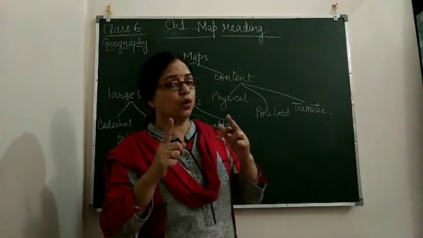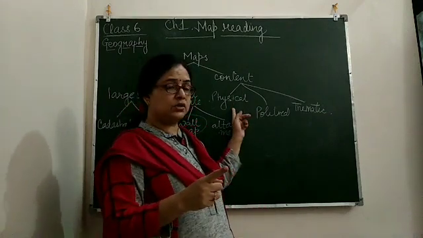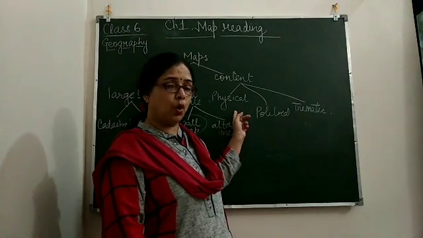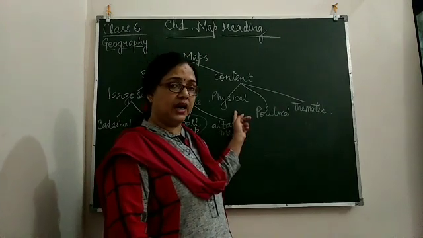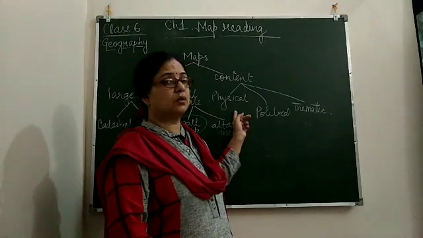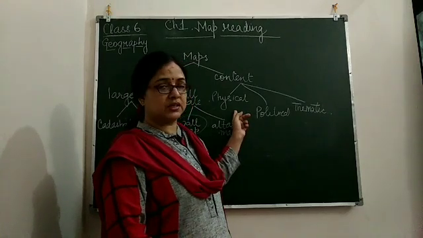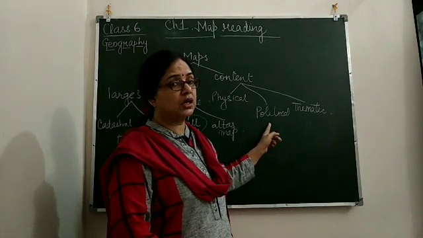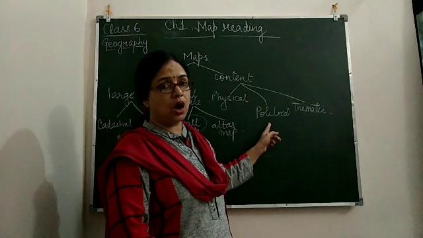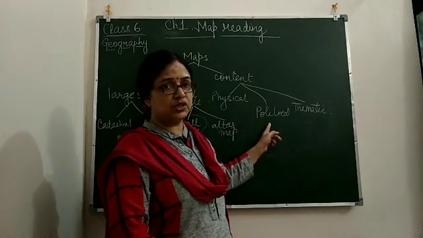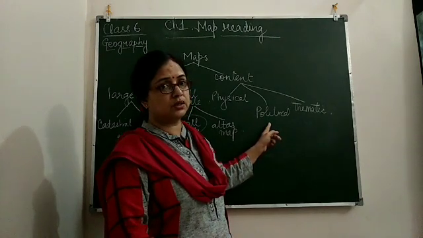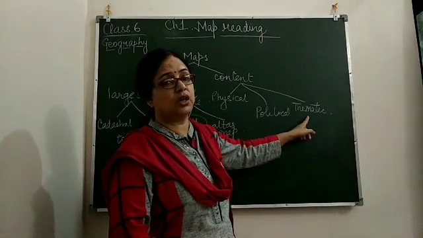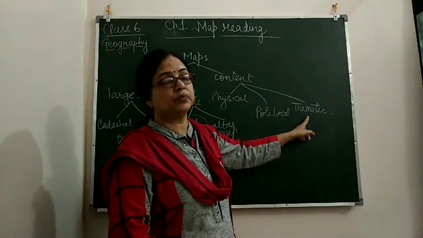You have to make your concept clear. A physical map shows the relief features and landforms: mountains, hills, lakes, rivers, plateaus, plains, etc. A political map represents the countries, states, capitals, towns, and their boundaries, national, international and state boundaries. A thematic map represents the vegetation, minerals, population, etc.